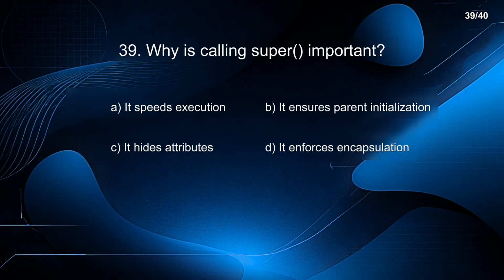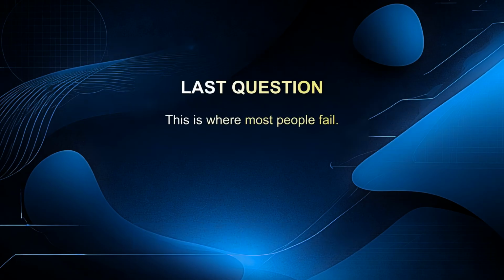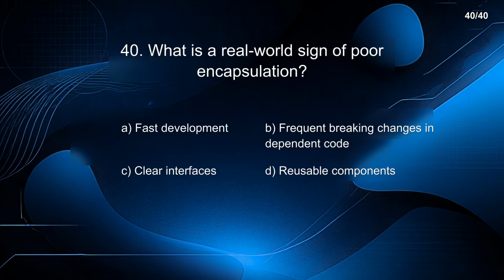Correct answer is B. It ensures parent initialization. Last question. This is where most people fail. 40th question. What is a real-world sign of poor encapsulation? A. Fast development. B. Frequent breaking changes in dependent code. C. Clear interfaces. D. Reusable components.